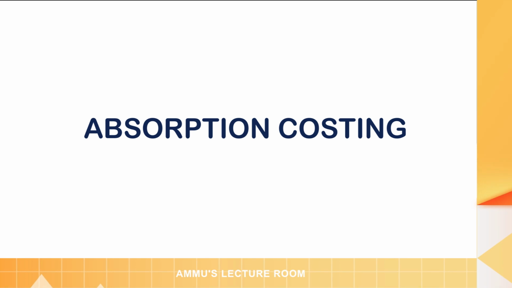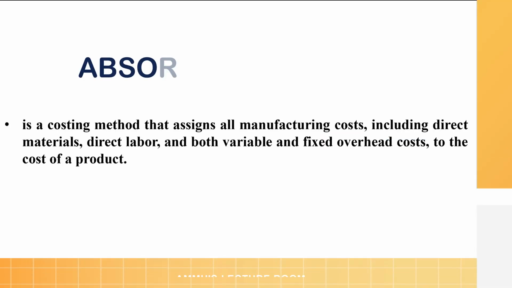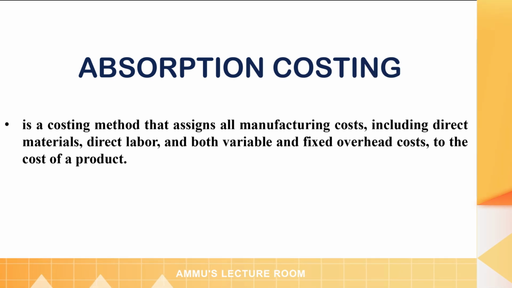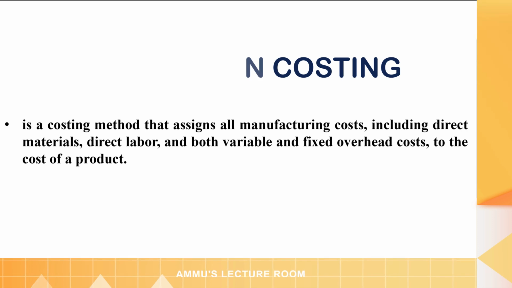Now let's discuss the other options. First one is absorption costing. It is a costing method that assigns all manufacturing costs including direct material, direct labor and both variable and fixed overhead costs to the cost of a product.